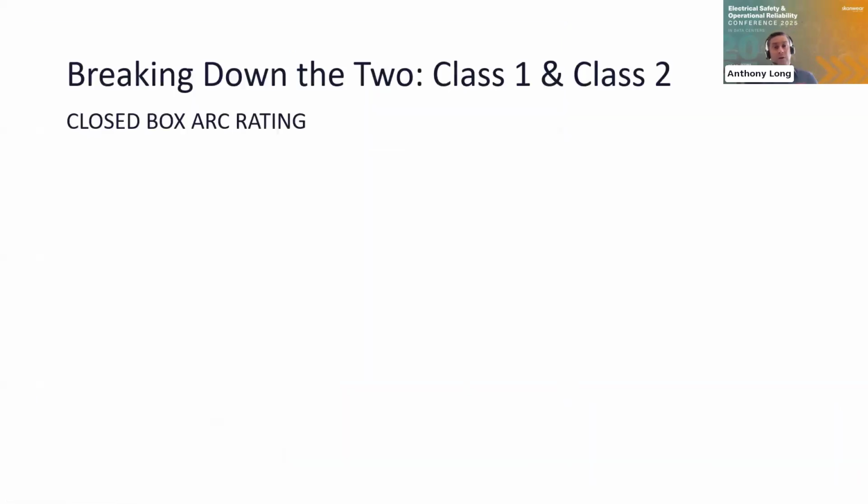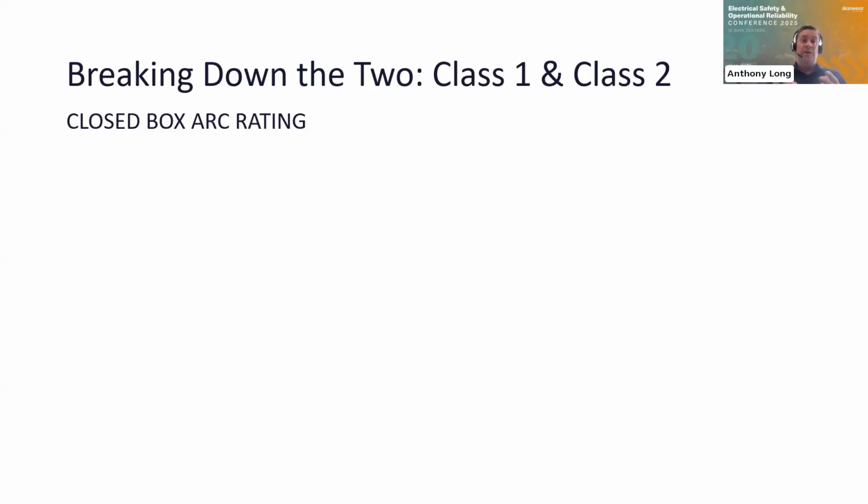Now breaking down the 2, class 1 and class 2 closed box arc. What you saw before was an open arc, so the arc is in open air between 2 conductors, again 30 centimeters apart. A closed box arc is an arc inside a box, so it's classed as an ejected arc. You can only go out the open side of the box, which is one open side. Inside, the conductors are a lot closer together. These are often linked, in the real world, to cutout enclosures, link enclosures, etc.